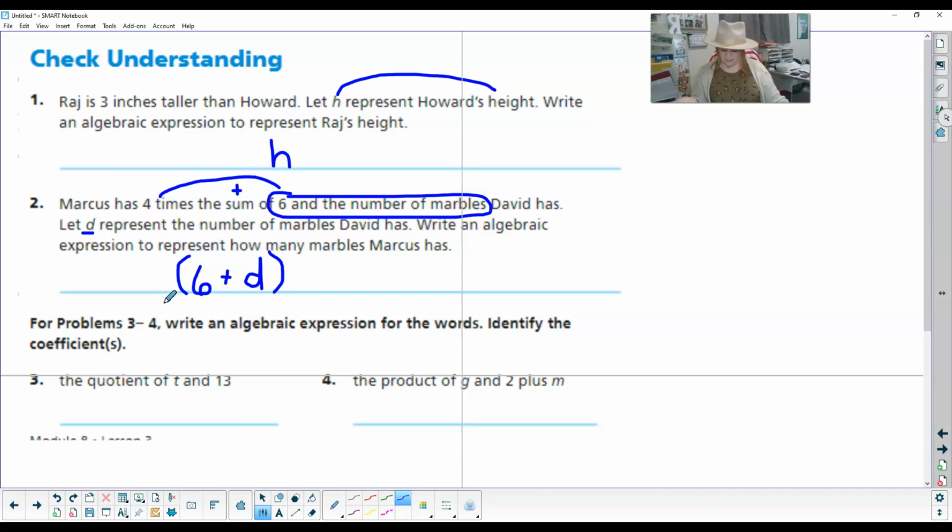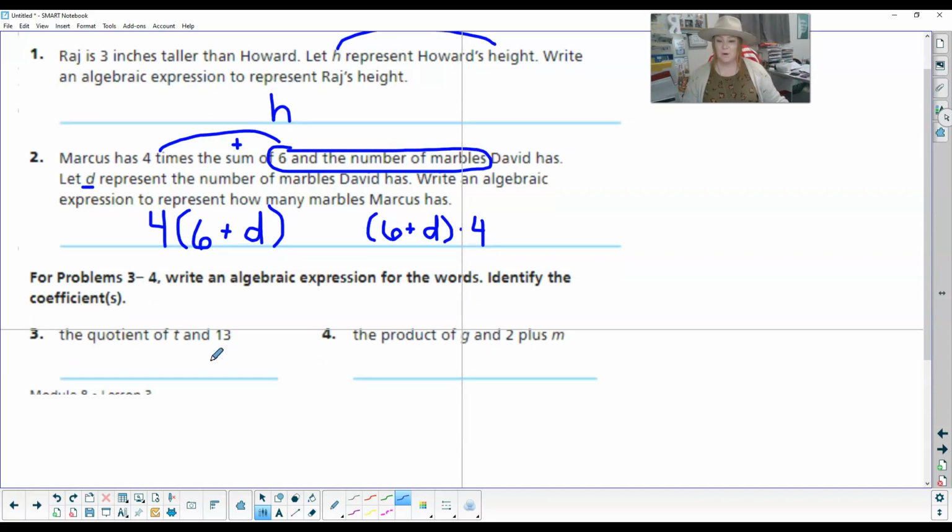So there's a couple ways we could write that. We want to put that in front and use it as a coefficient. 4 times this. So first I need to know David. Once I know David, I need to add 6 more. Once I've added 6, then I'm going to times by 4. So you could also do 6 plus D or D plus 6, and then I could times it by 4 that way. But using that coefficient just simplifies that a little bit. So we always want to put that coefficient there when we are multiplying. When there's no symbol, it means I have 4 of these.